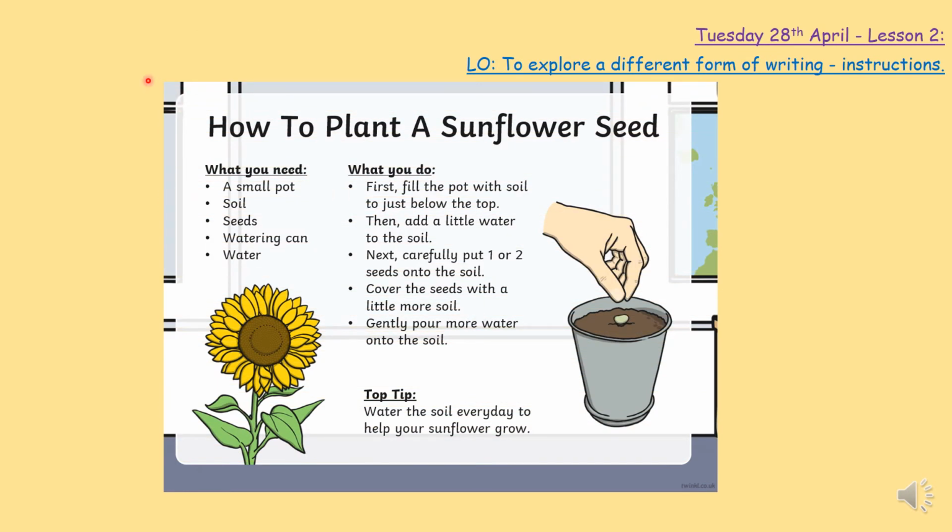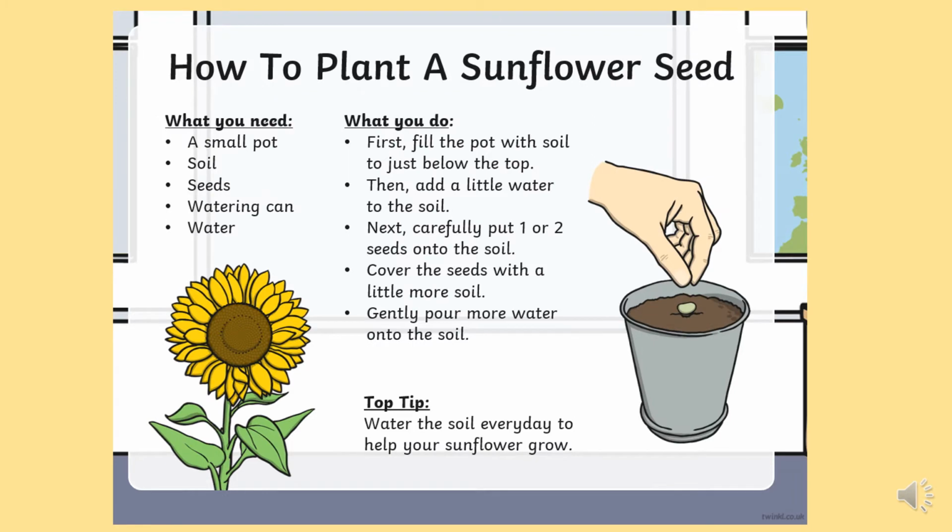So here we've got an example of a set of instructions. So I'm going to talk you through all the little parts of it so that when we come to writing our own, we know what we need to add in. So this arrow here is pointing to this heading. So this is called a heading, and a heading will tell us exactly what all of this down here is all about. So the heading says how to plant a sunflower seed.